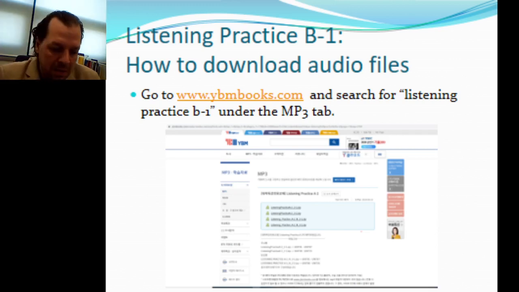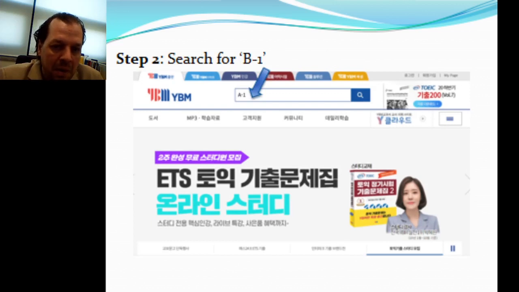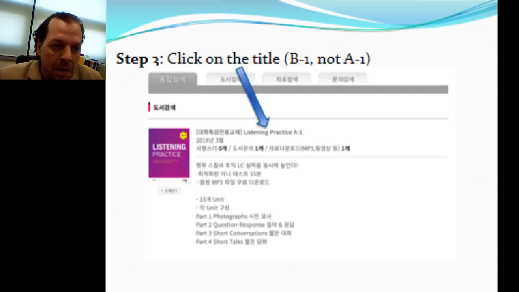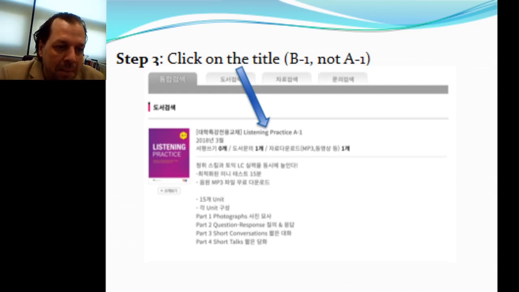This is B1. You have the B1 book. But let me just start over with something. Go to ybmbooks.com. It looks like this. I know in here I have A1, that's for a different class, but I didn't want to do these slides over. So just search for B1, not A1, but B1. It'll be a blue book, not a purple book. It's the same kind of screen as this.